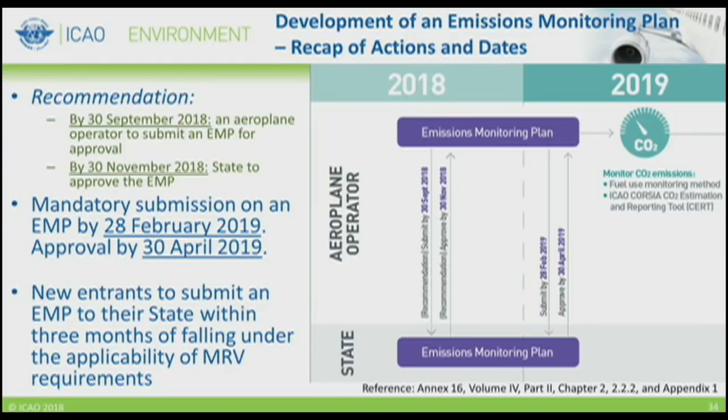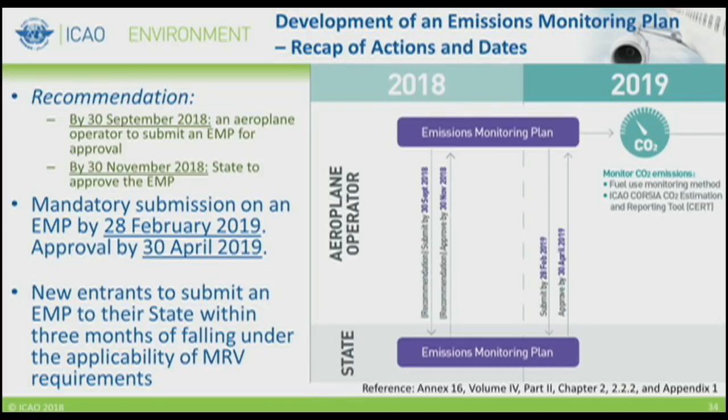This is basically a repetition from the timelines. So the recommended timeline for the operator to submit an emissions monitoring plan is the end of September this year. For the state, the recommendation to approve the monitoring plan is the end of November this year. So again, these timelines happen during 2018 in order for the operator to have an approved emissions monitoring plan in place before the beginning of 2019. There are also mandatory timelines for the emissions monitoring plan that I already mentioned.